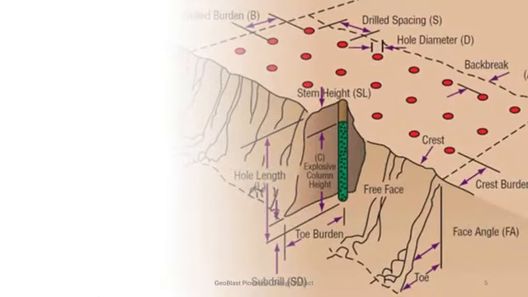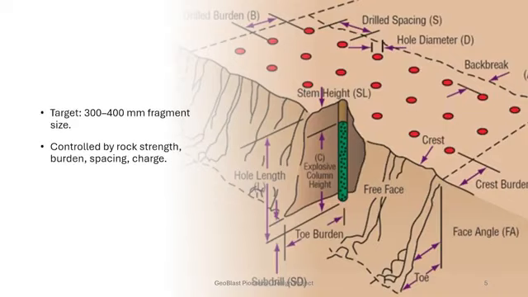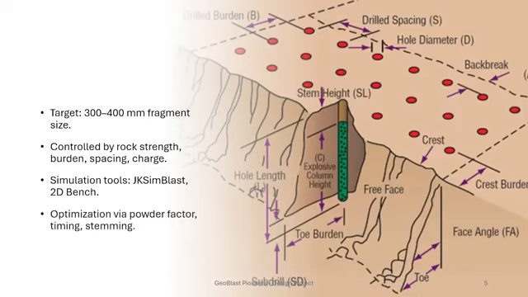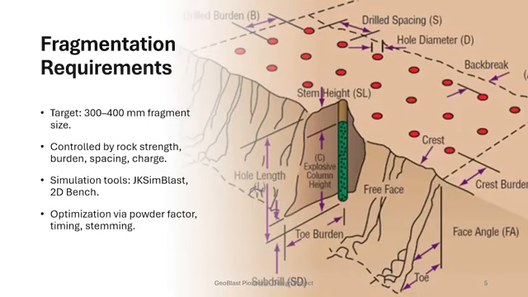Our target was a 300 to 400 millimeter fragment size to be used as riprap. Fragmentation quality depends on parameters like rock strength, burden, spacing, and charge per hole. We used JK SimBlast and 2D Bench software to simulate different blast conditions, optimizing the powder factor, timing, and stemming to reach the ideal fragment size distribution.